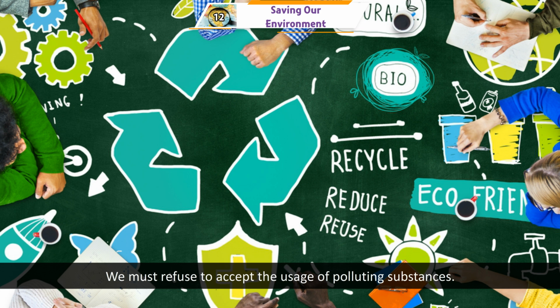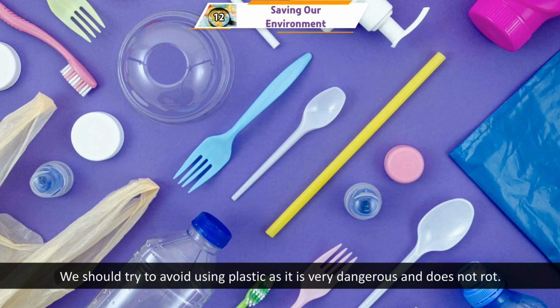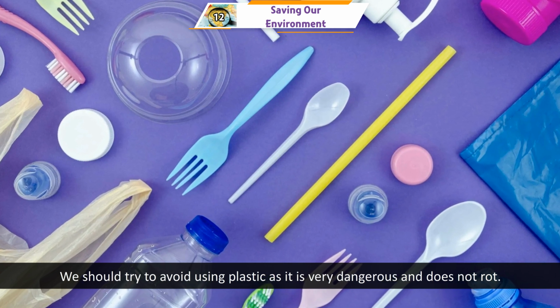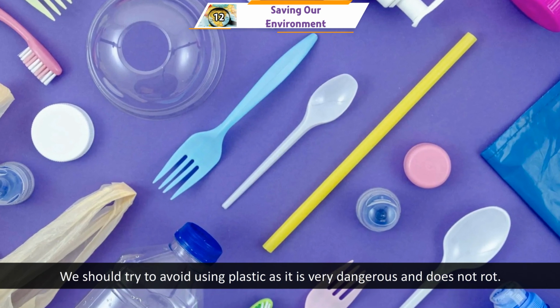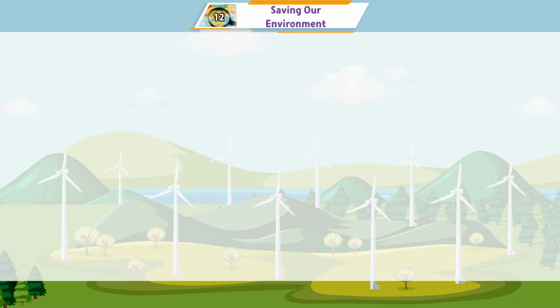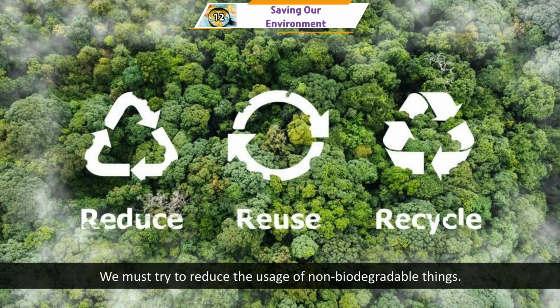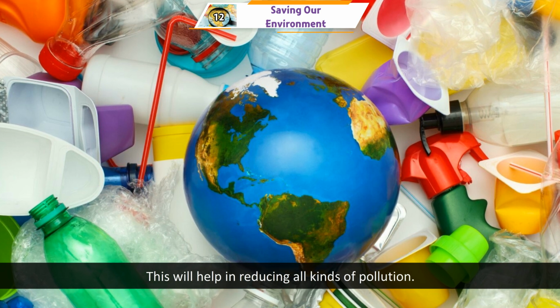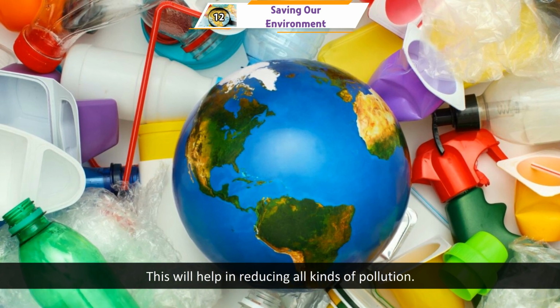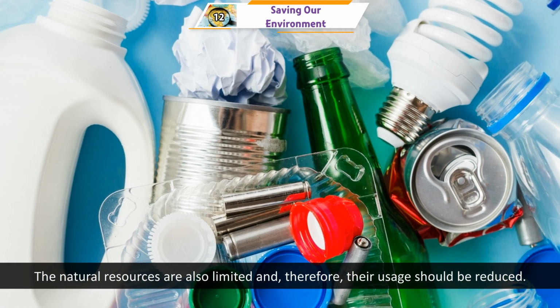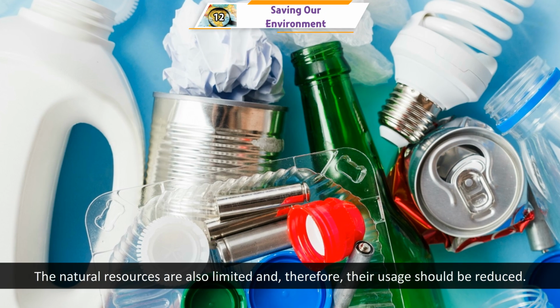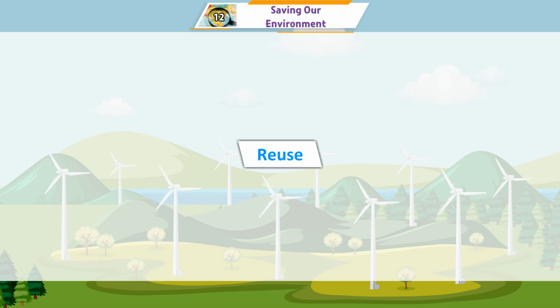Refuse. We must refuse to accept the usage of polluting substances. We should try to avoid using plastic as it is very dangerous and does not rot. Reduce. We must try to reduce the usage of non-biodegradable things. This will help in reducing all kinds of pollution. The natural resources are also limited and therefore their usage should be reduced.